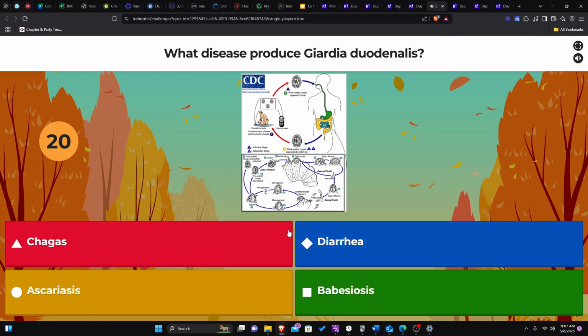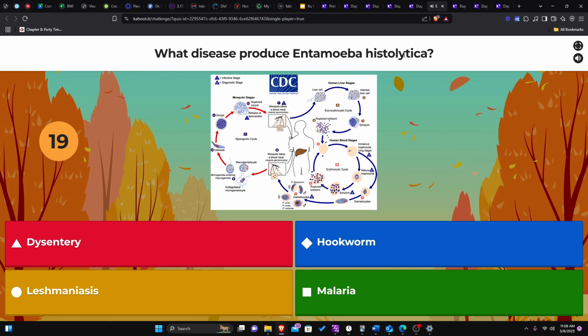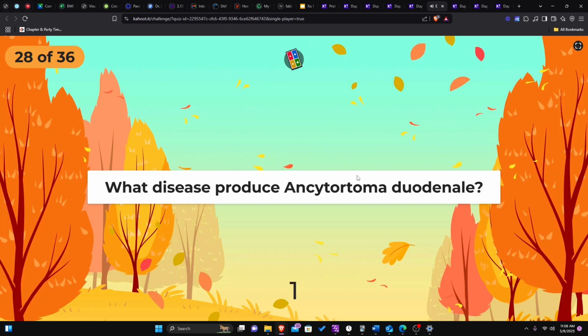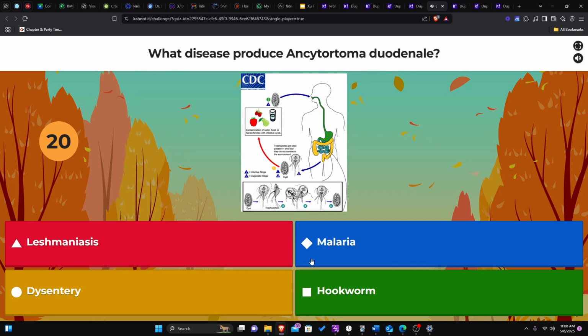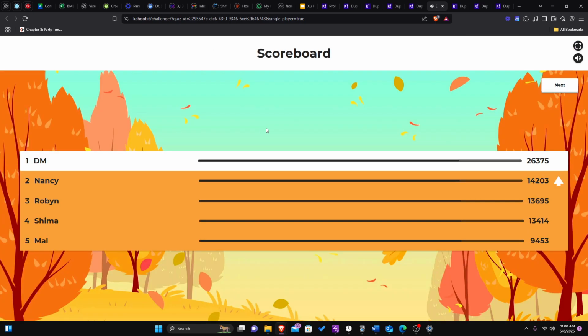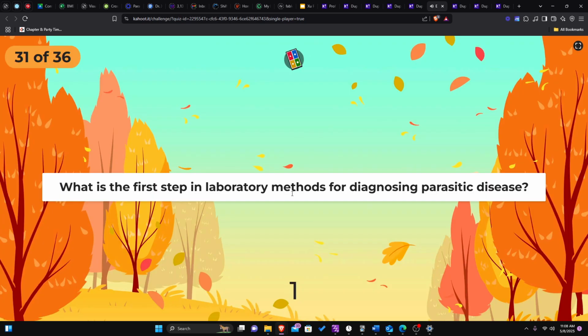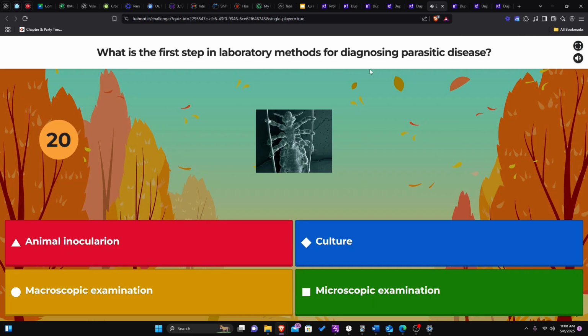Duodenalis, something with diarrhea. Malaria, plasmodium, so this one has to be dysentery. Duodenalis is going to be hookworm. Leishmaniasis. Plasmodium, malaria. Step also.